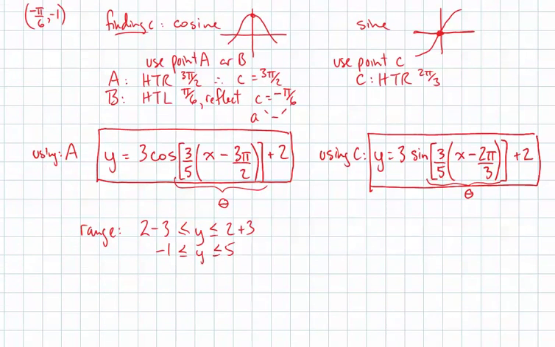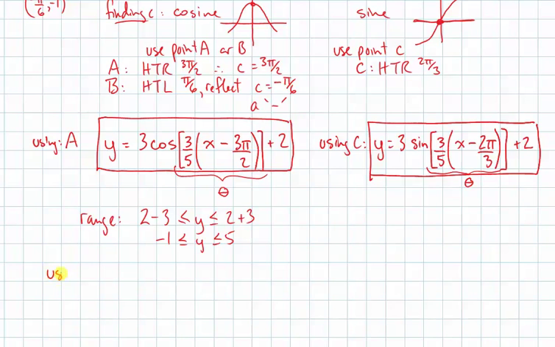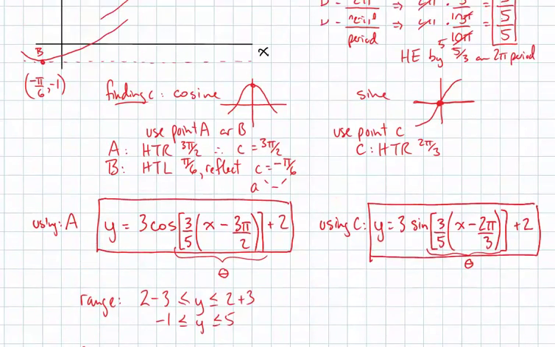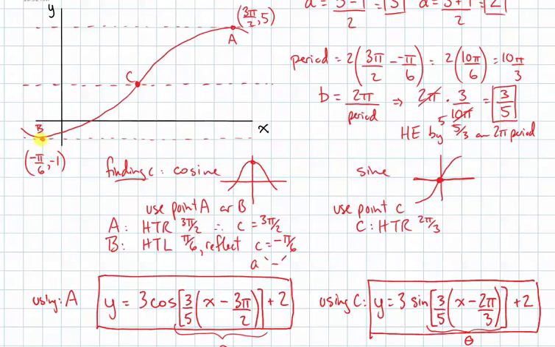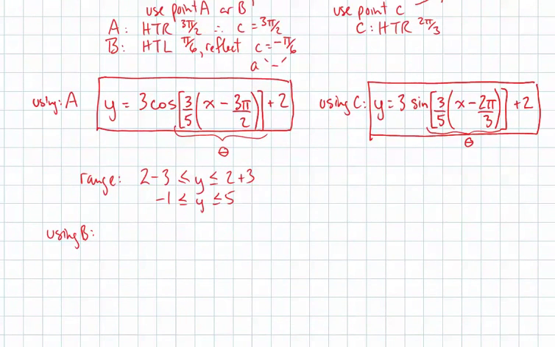I talked about point B. If I use point B, that's the one that I referred to over here as the minimum value. Well, I'm reflecting now. A max has become a minimum, so it's going to be a minus 3 now. Amplitudes are always positive, so the minus in front just represents a reflection.